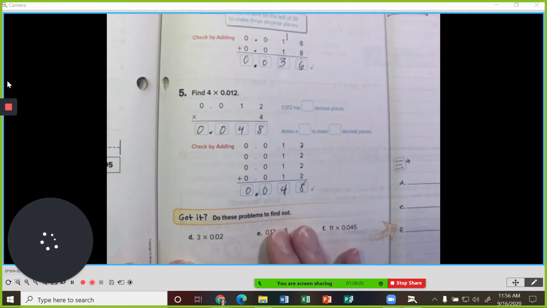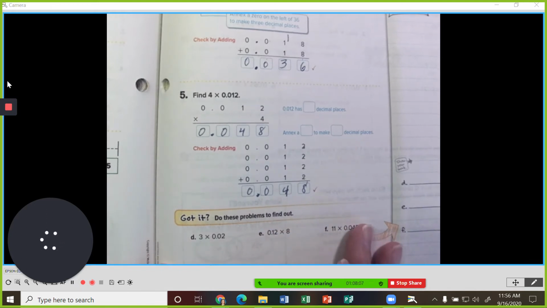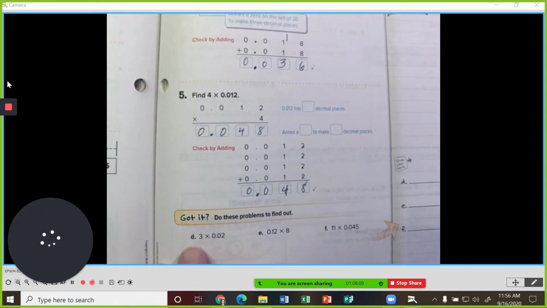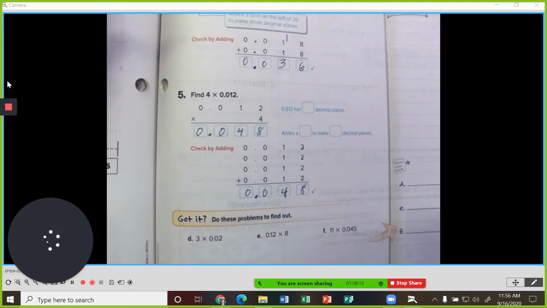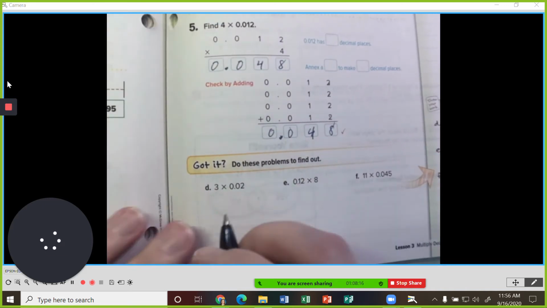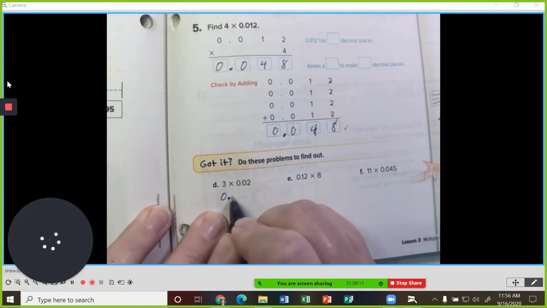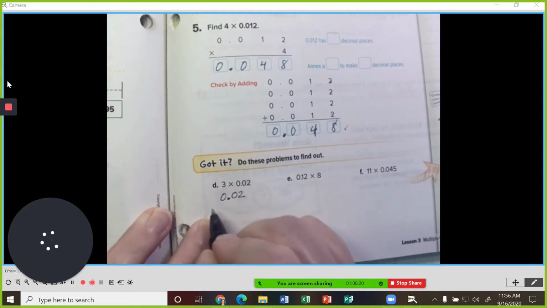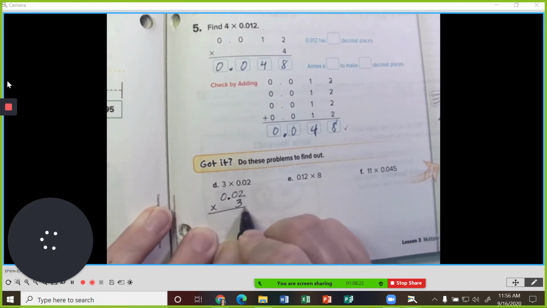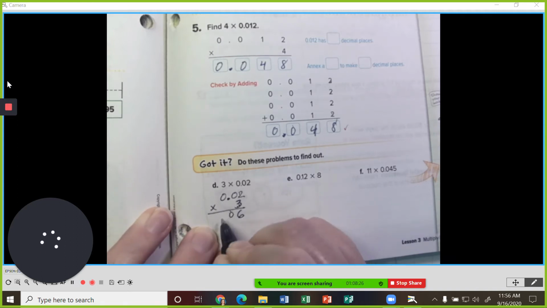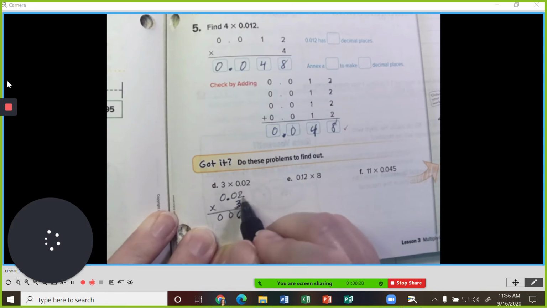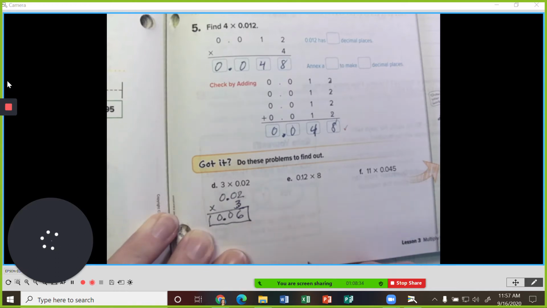Okay, and then we have got it D, 3 times 0.02. So I'm going to put the longer number in my top row. So this will be 0.02 times 3. 3 times 2 is 6. 3 times 0 is 0. 3 times 0 is 0. We have 2 decimals in our problem, so we need 2 decimals in our answer. So our answer is 0.06.